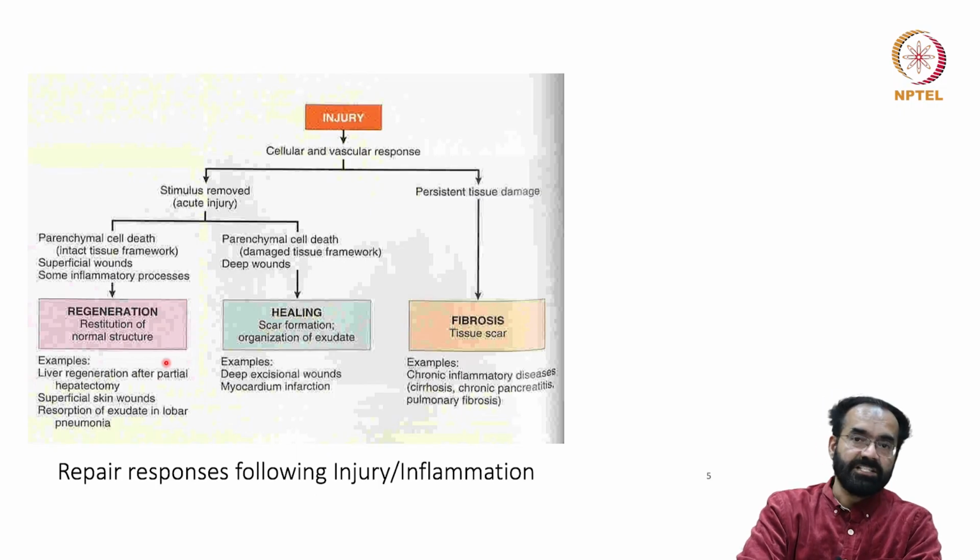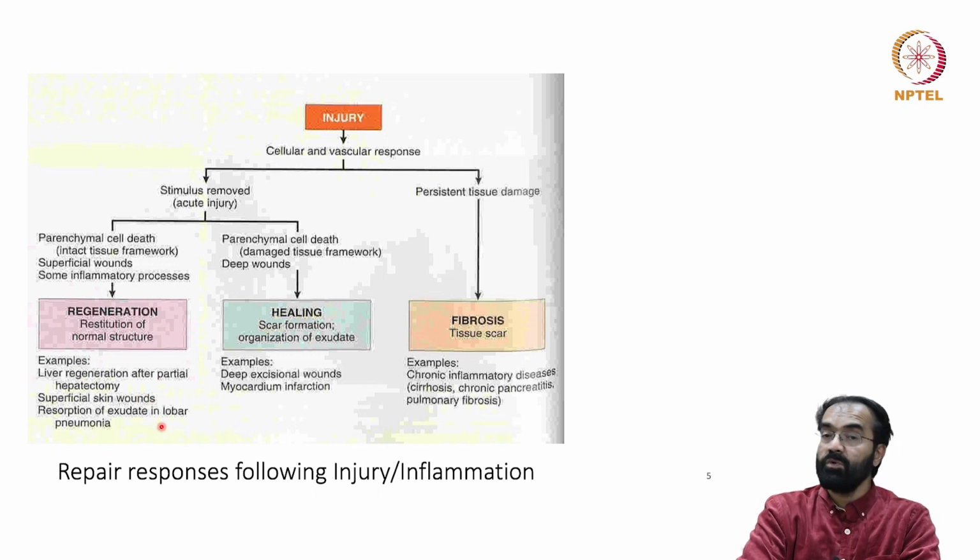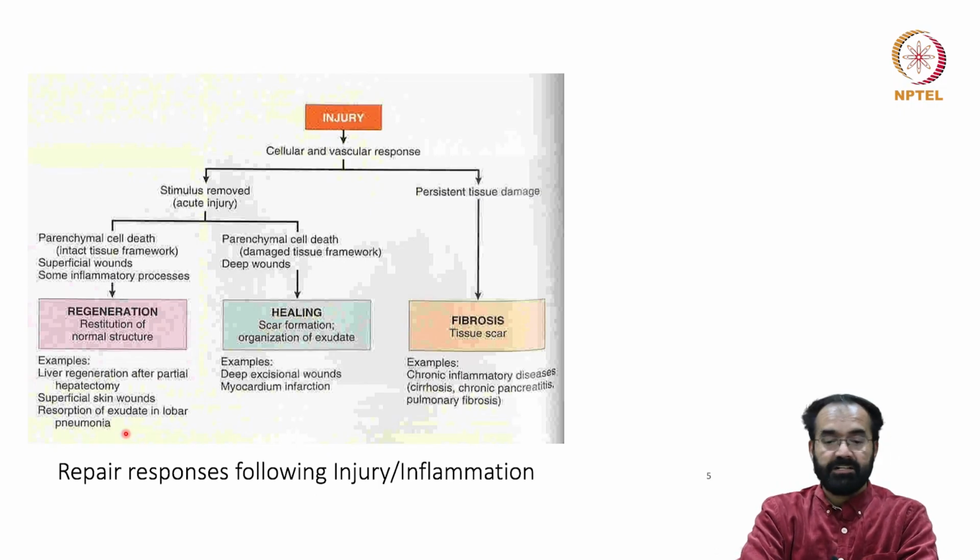In a properly regenerating organism, regeneration is basically the restitution of the normal structure, and some examples include liver regeneration after partial hepatectomy. If you remove the liver completely, a new liver cannot form from there. Another example is superficial skin wounds: if you have a tiny knife wound on your skin surface, it heals. And there is the resorption of exudate in lobular pneumonia. In many cases, pneumonia causes damage to the respiratory epithelia of the lungs and it regenerates back.